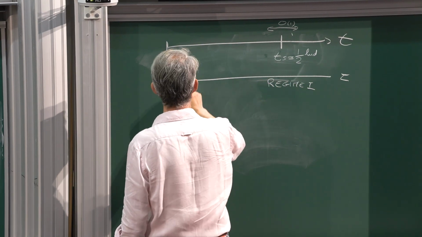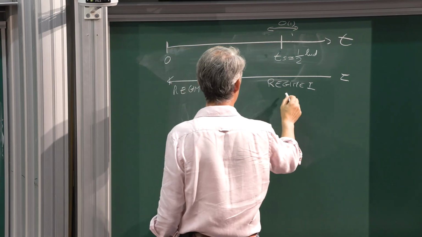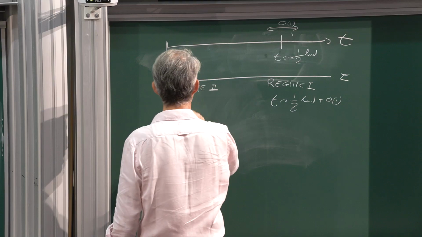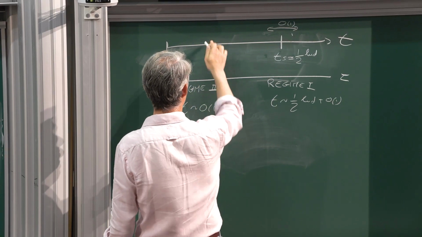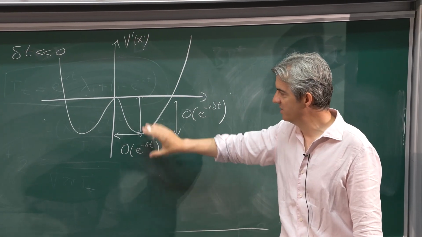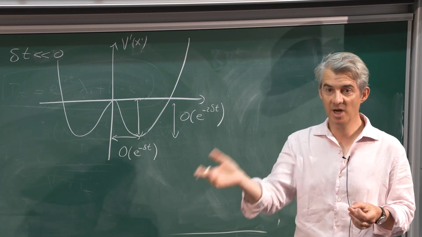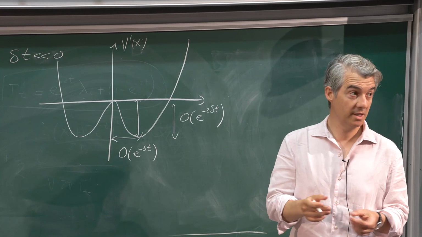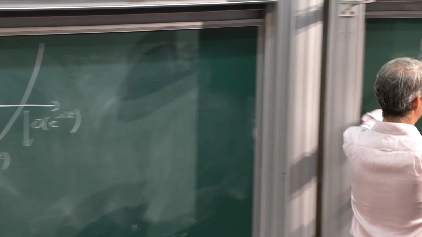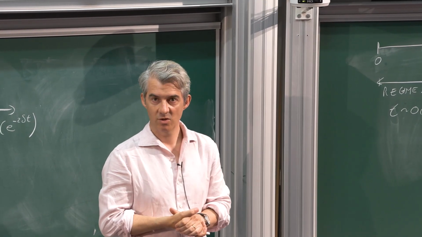Now there will be a regime 2, with time scales of order 1. So this is t of order 1/2 of log d plus something of order 1. In this regime the barrier is of order d, while the time scale is of order 1/2 of log d. You don't have any possibility that the system will jump from one well to the other. Over this time scale, the probability to make the jump is just 0.